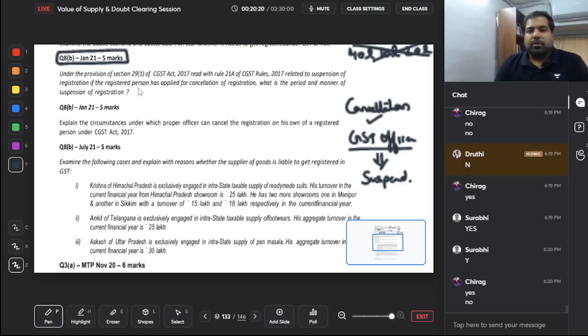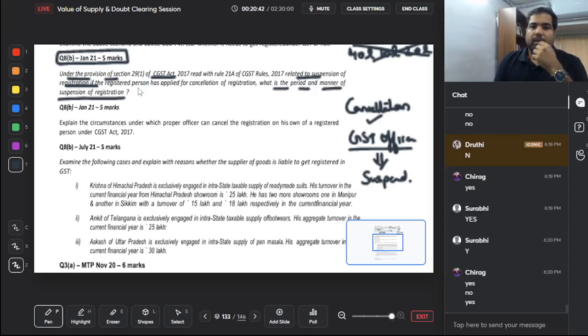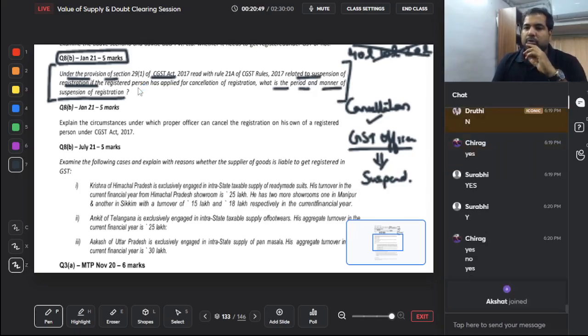So suspension under the provision of the CGST Act related to suspension of registration. What is the period and manner of suspension of registration? Guys, the GST officer may suspend, and during the suspension the manner is such that you cannot make any taxable supplies, and you don't have to file your returns as well. That time, guys, the registration suspension rules were different, so there was a question. Now they cannot ask a question because those rules have been changed. Perfect. But this is a very good question.